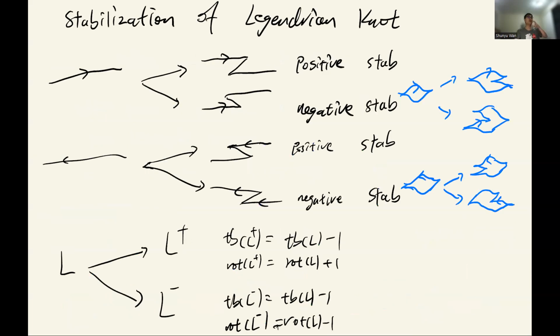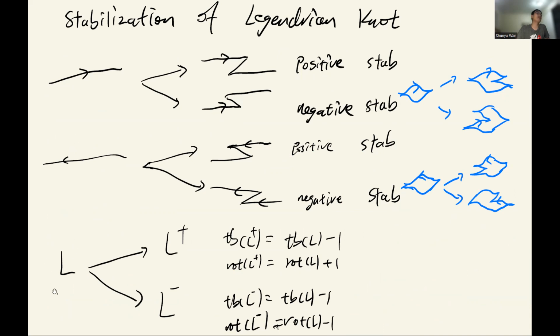Okay, so there is an operation on the Lagrangian knot called stabilization. If you have an oriented knot with a part that looks like this, then you can do two kinds of stabilizations: the positive stabilization and the negative stabilization. The positive stabilization is where you add two downward cusps, and the negative stabilization is where you add two upward cusps. And similarly for the other orientations. The right hand side shows examples of how you do stabilization for the Lagrangian unknot.